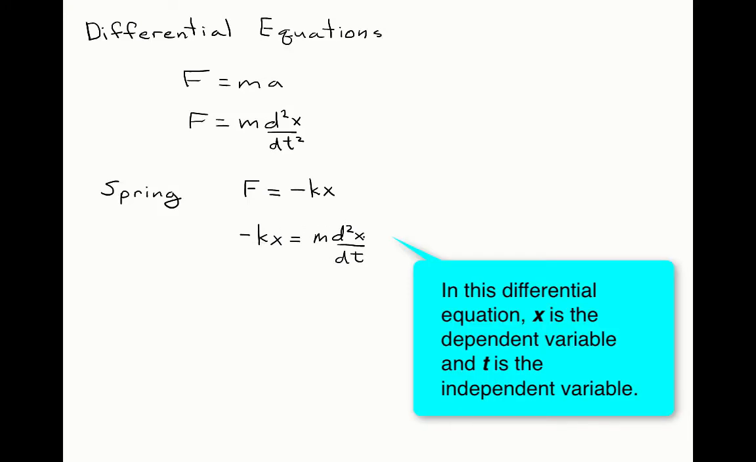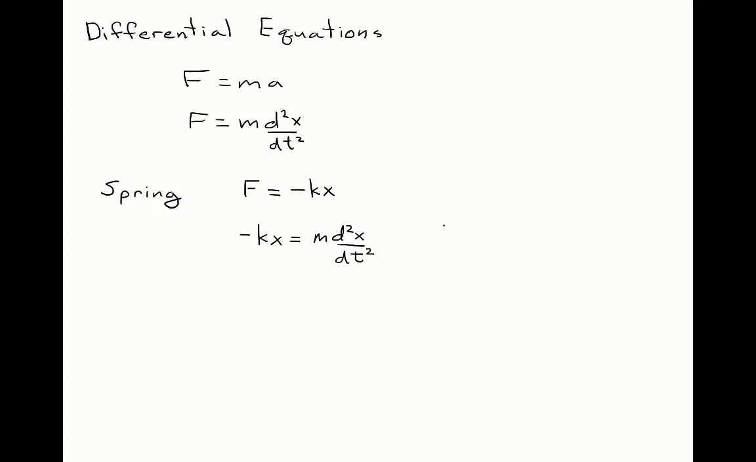x is our dependent variable. t, oops, left off a squared. t is our independent variable. So when we solve this, we're going to be looking for something of the form x of t. So when you solve a differential equation, the solution is an equation.